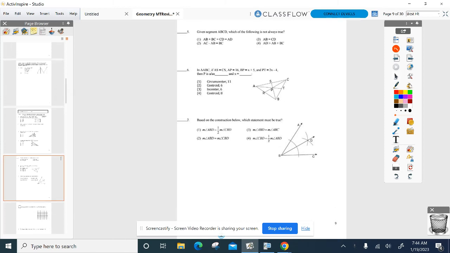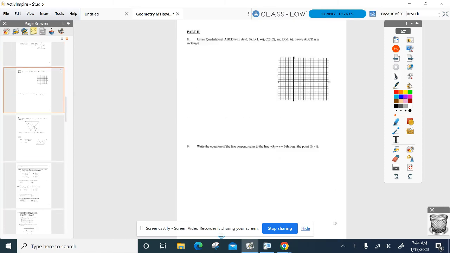All right, number 8, review number 2. Prove it's a rectangle. All right, let me graph this real quick. 1, 2, 3, 4, 5. 1, 1, 2, 3, 4. Yep. 1, 2, 3, 4, 5, 2. -1, 1, 2, 3, 4, 5, 6. All right, looks good. Let me connect it.